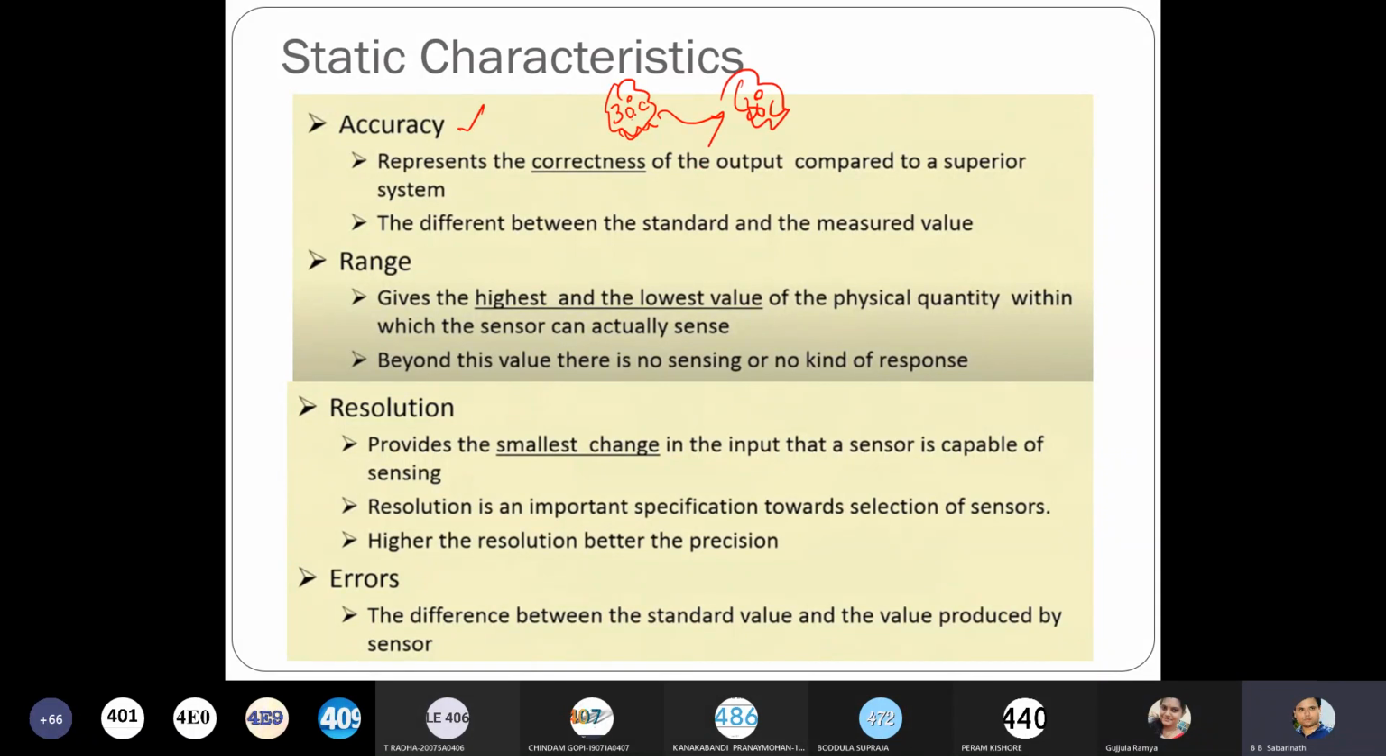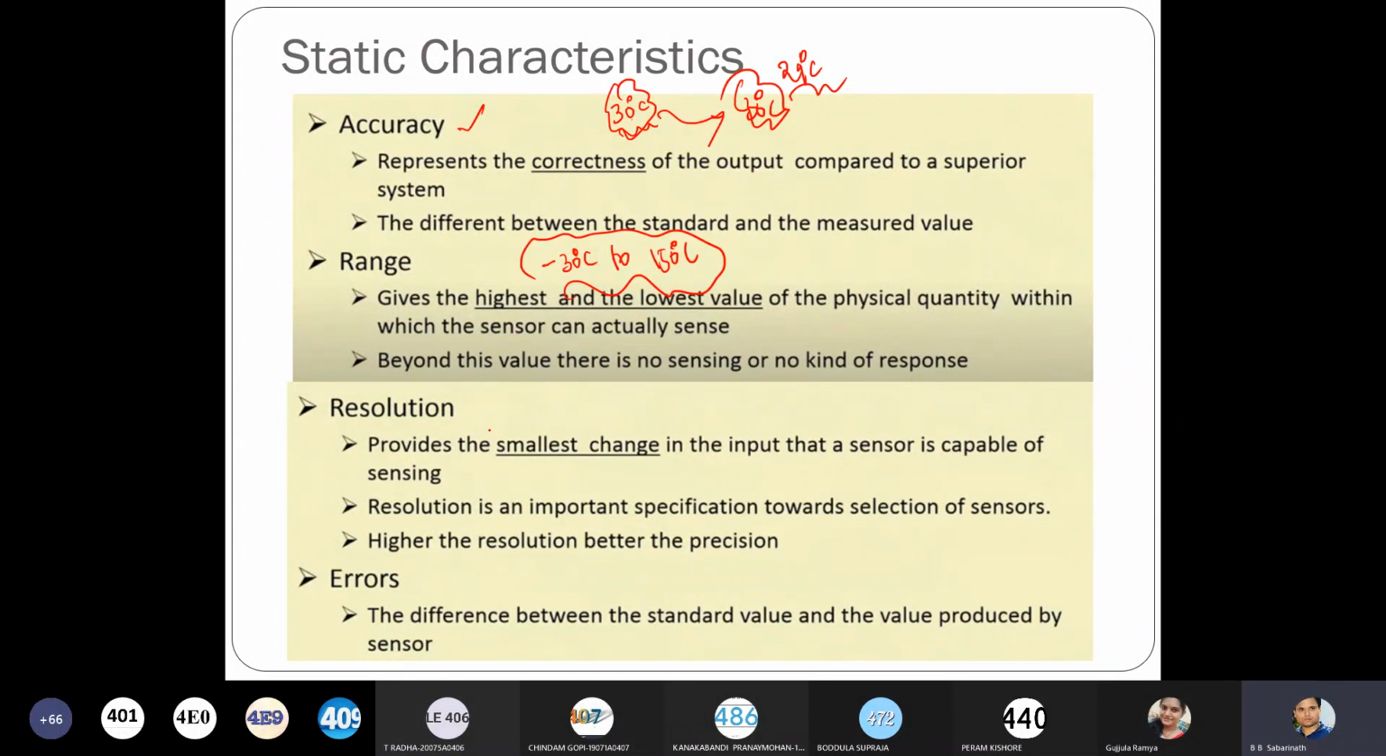Suppose your actual environment is 30 degrees and your sensor is sensing 29 degrees. It's not accurate, right? Then there is the range: what is the lowest value and what is the highest value? Like, our sensor may detect from minus 30 degrees centigrade to 150 degrees centigrade. This is the range of the sensor.